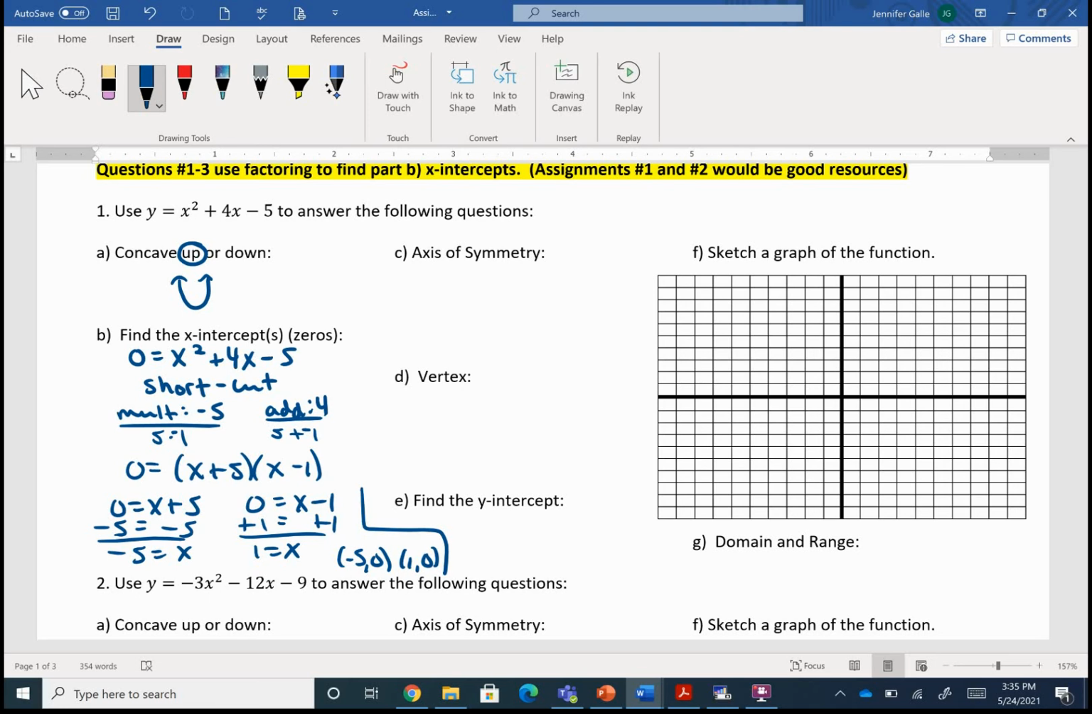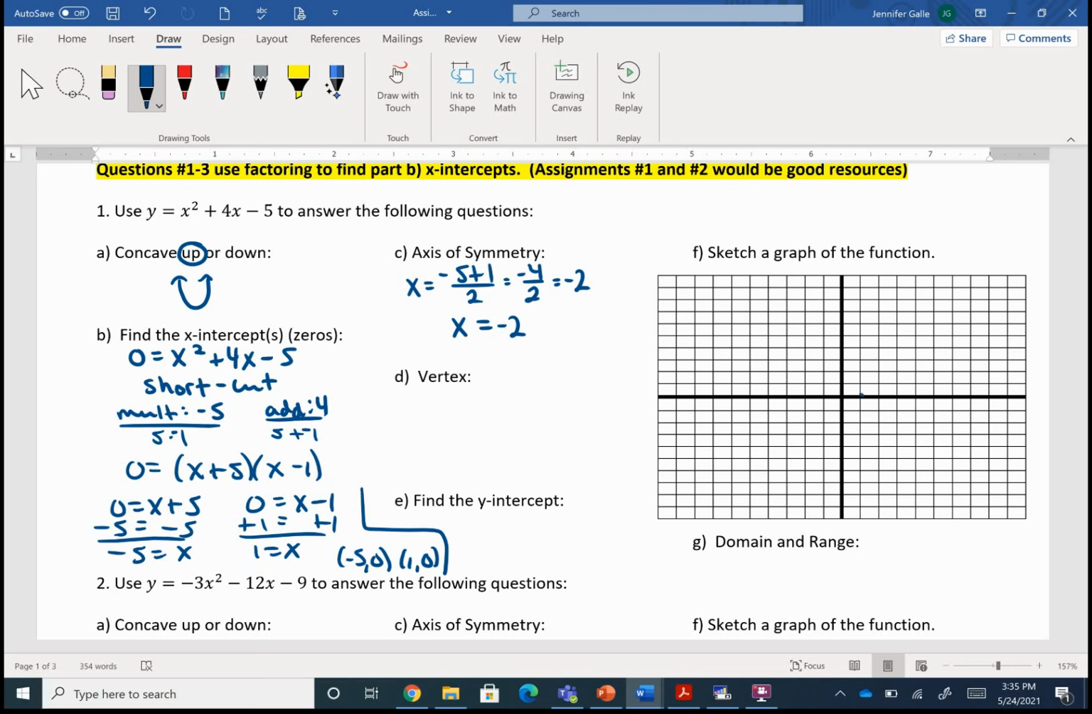The axis of symmetry, one of the fastest ways to find that is to just add your x-intercepts together and divide by 2. So we have -4 divided by 2. Axis of symmetry is at x equals -2. Do not forget the x equals part. It is a line, so we do have to have the x equals.